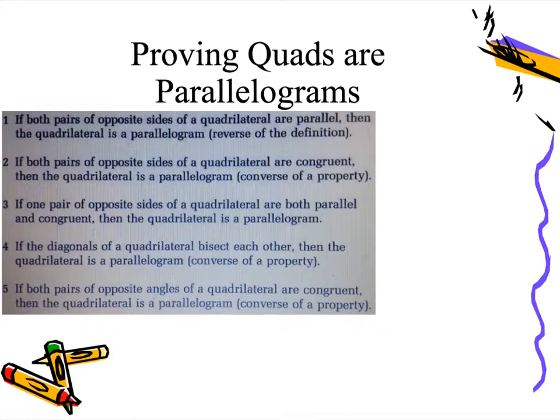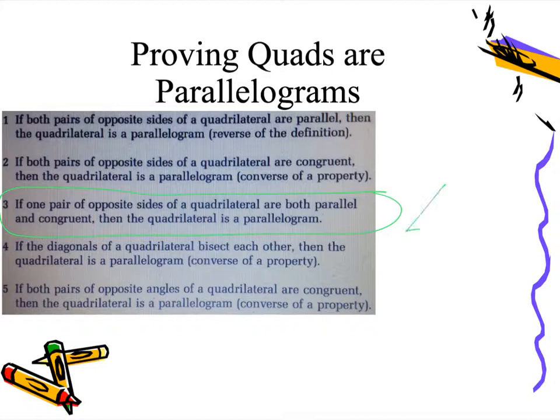So here are all of our ways of proving that a quadrilateral is a parallelogram. These are the converse of the ones we wrote down in the last video. This is the one we added at the very end, where it's not really a property of a parallelogram, but it is a way to prove that it is a parallelogram: one pair of opposite sides of a quadrilateral are both parallel and congruent.